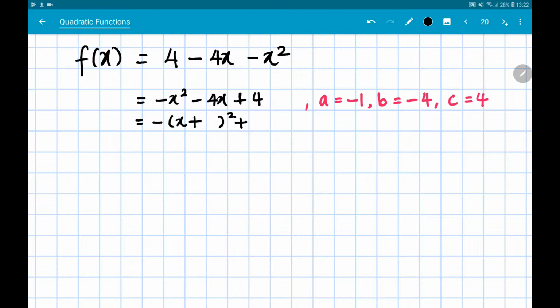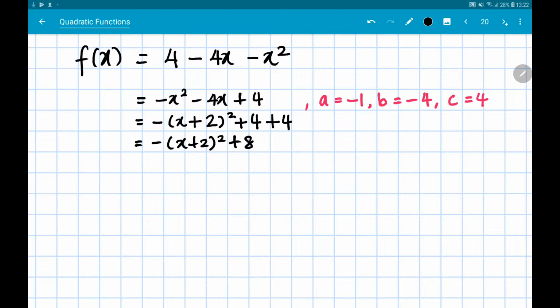Now, why is it a plus, although here's a negative 4? Because it's reversed. Why? Because the a is a negative value. So once again, 4 divided by 1, because the a is 1, gives us 4, divide by 2 gives us 2. Okay, then we square the 2, which gives us 4, times the a number, which is 1, so that becomes 4. Then behind here we have plus 4. Okay, so it becomes negative bracket x plus 2 bracket squared plus 8.